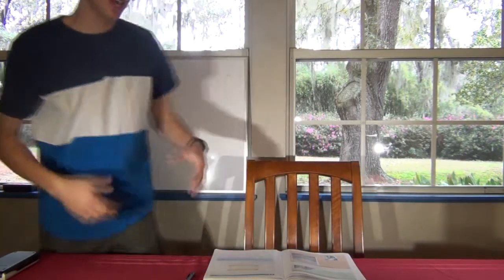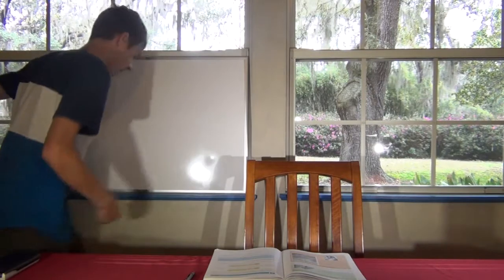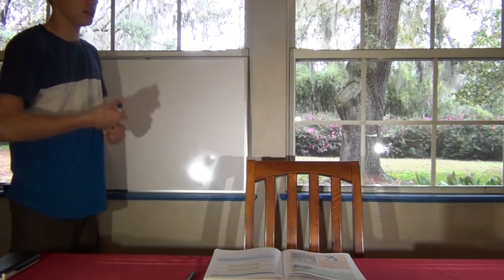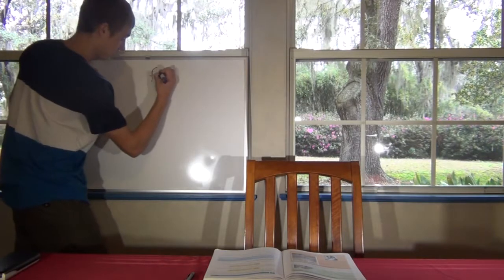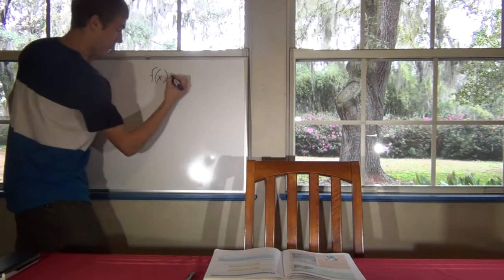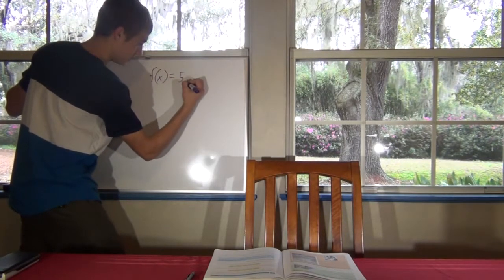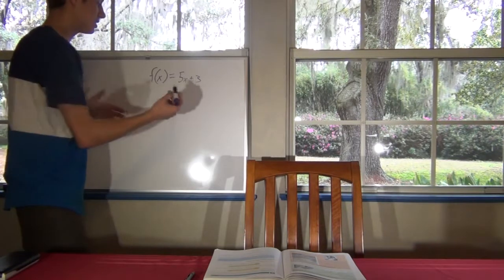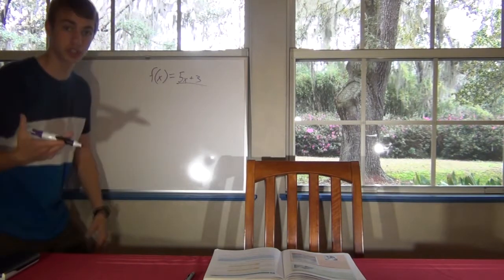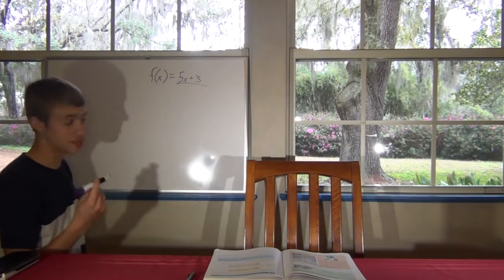The idea of a limit is that you're saying, as some number approaches something, let's say you have a function, f of x. And we'll define f of x as simply being an easy linear function, 5x plus 3. So a limit is saying, as this function approaches a certain point, what does this function equal?